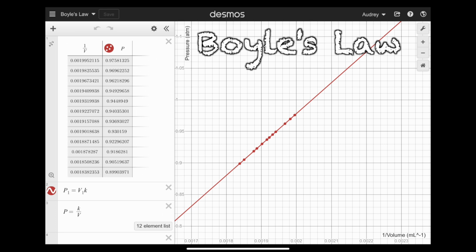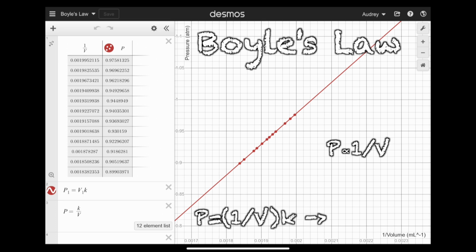As was discovered, pressure and volume are inversely proportional. As volume decreases, pressure increases. We can see that by plotting pressure and inverse volume, that is, 1 over volume, the relationship is linear. This tells us that at a constant temperature and number of moles, pressure times volume is equal to a constant.